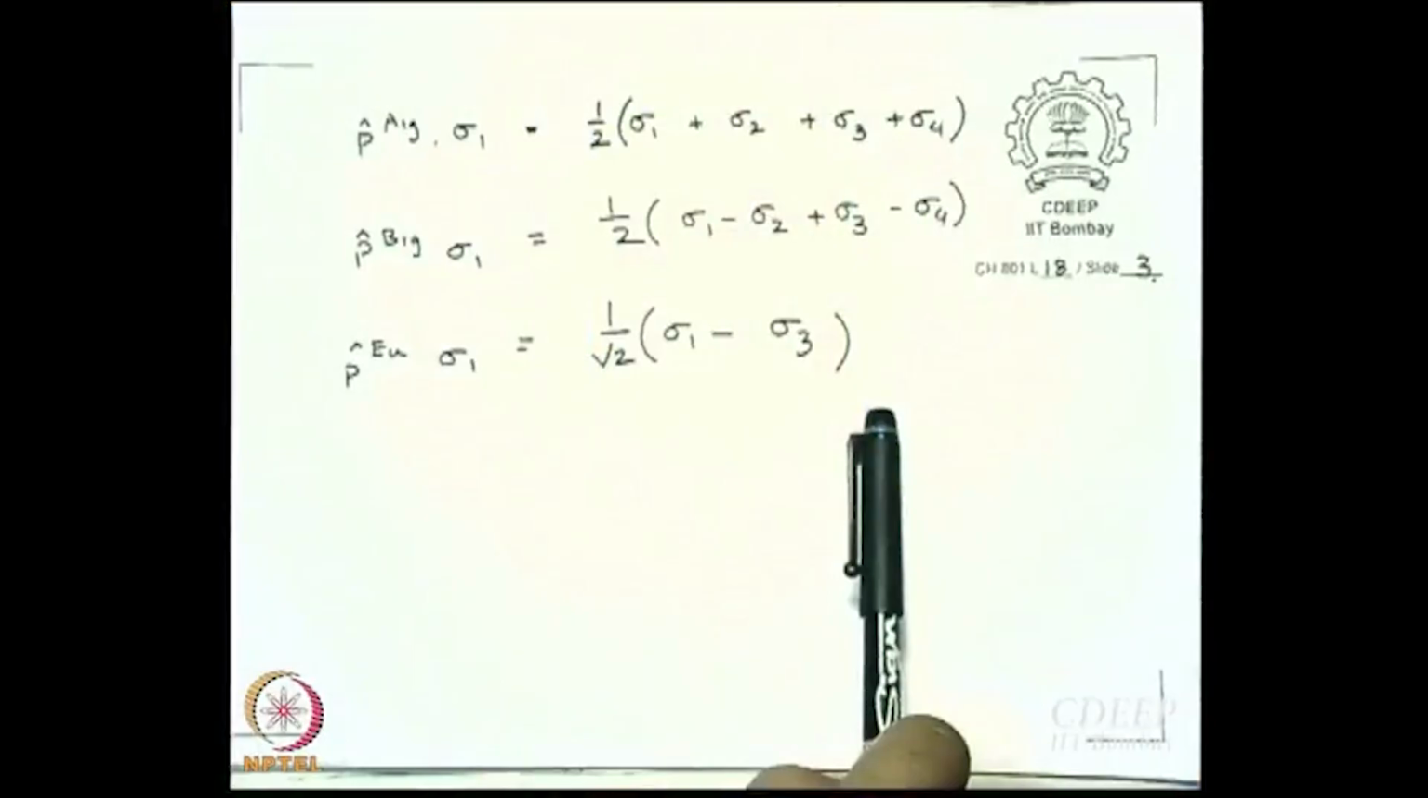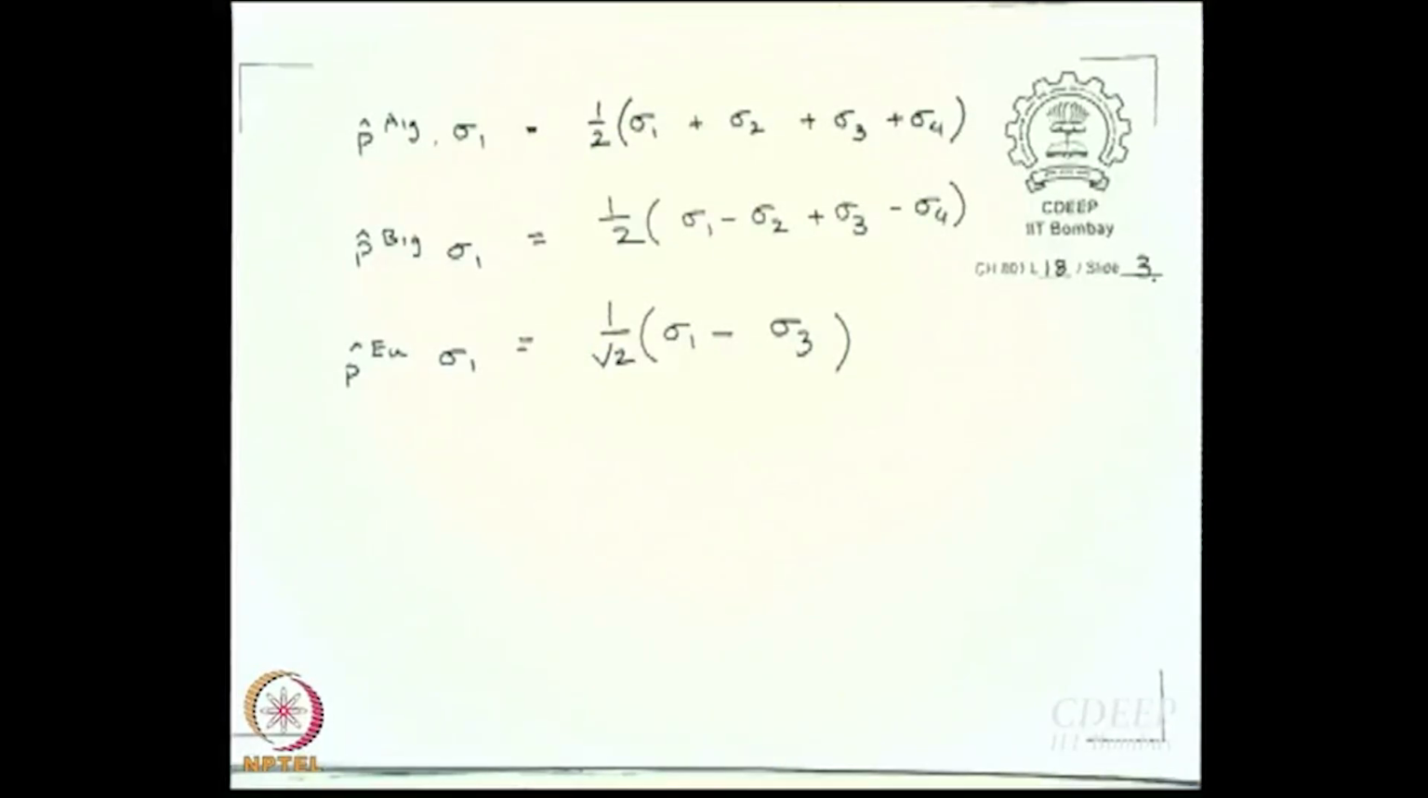How many SALCs should we generate? 4. And how do I generate the 4th SALC? Don't forget the 4th SALC also has Eu symmetry. Wait, don't jump the gun, it is not sigma 1 plus sigma 3. That, along with sigma 1 minus sigma 3, is going to form a basis for the Eu representation, because Eu is a 2-dimensional representation, right?